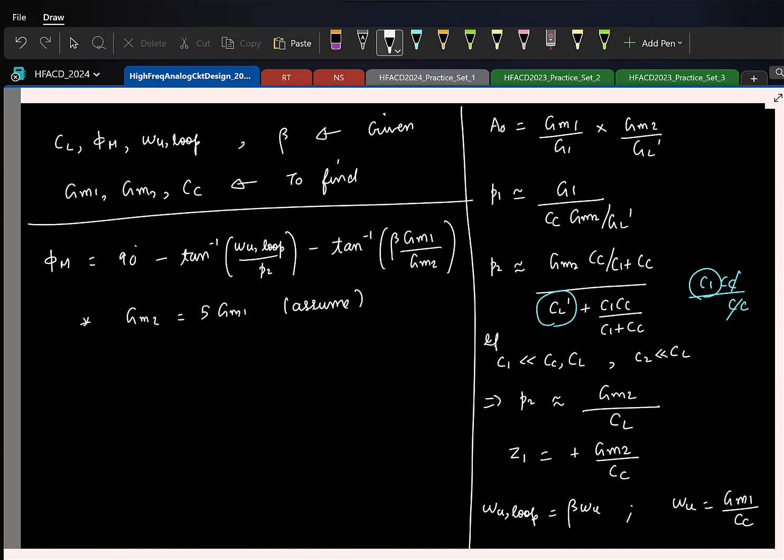Right? So that will set this quantity. So then what can you find from this? I can find the location of the pole P2. And once P2 is known, if I look at the expression for P2, P2 is GM2 by CL. I know the load capacitance, so I can find GM2.